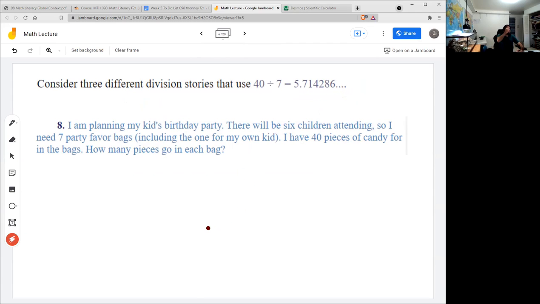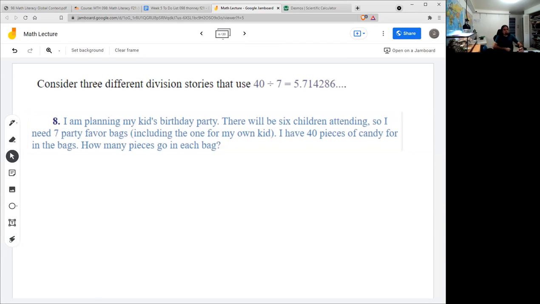Let's think of 3 different stories. The first one, I'm planning my kid's birthday party. There's 6 guests and my kid, so that makes 7 kids. So I need 7 party favor bags. I have 40 pieces of candy. How many pieces should I put in each bag? If I do 40 divided by 7, I get this answer.